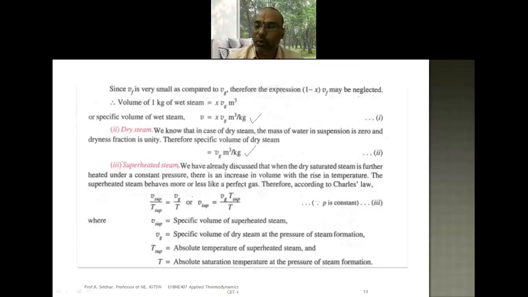And for the superheated steam, how can we find out? Just now I told you that the superheated steam basically behaves like a perfect gas, so you may apply the ideal gas laws. One of the laws is Charles' law. Charles' law says that whenever the pressure is constant, volume is directly proportional to temperature. You can apply this law to the superheated steam as well as to the dry saturated steam, so that V superheated by T superheated is equivalent to V saturated by T saturated. From this we are able to find the formula for V superheated steam.